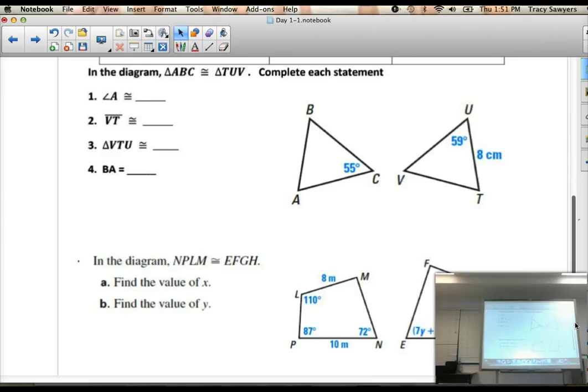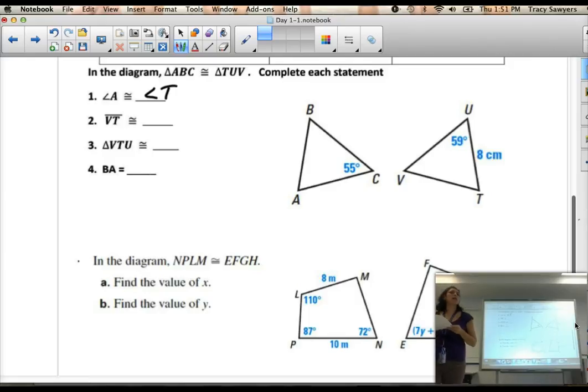You ready? Okay. All right, let's give me some answers here. Angle A is congruent to what? Angle T. When you're answering these questions, what are you looking at? There's letters everywhere. Be more specific.